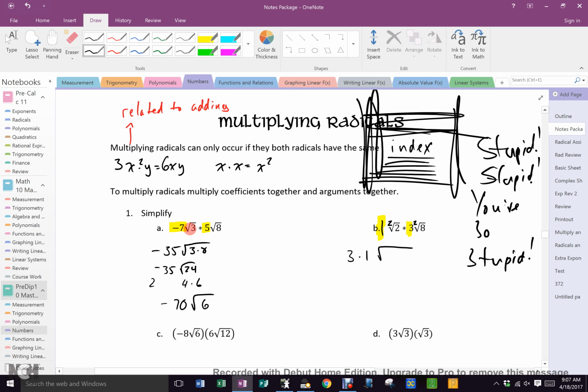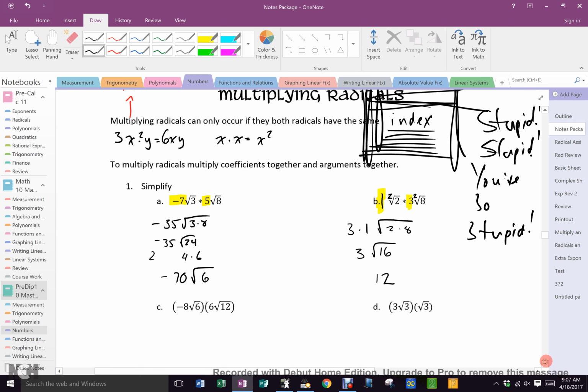What did I do here? So what do I do here? 2 times 8. Yes? So this is 3 root 16, correct? What is the square root of 16? So what comes out? 4. What's already out there? So what is this answer? 12. Is everybody good?